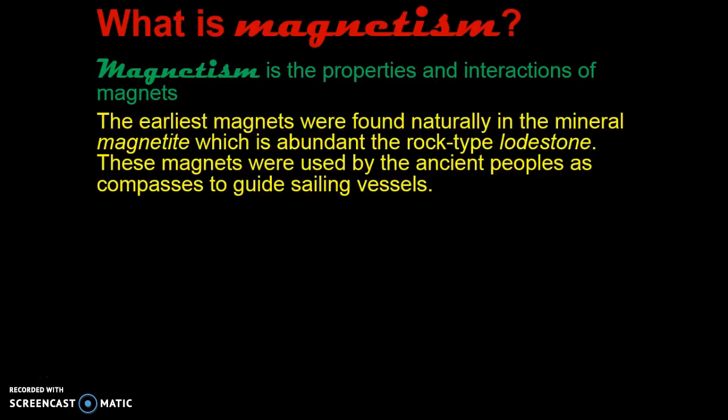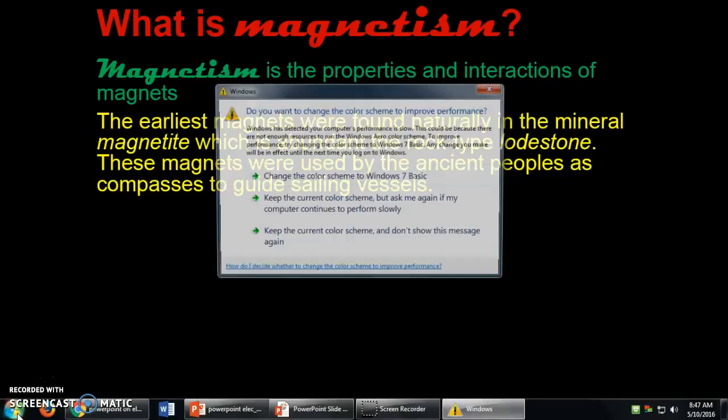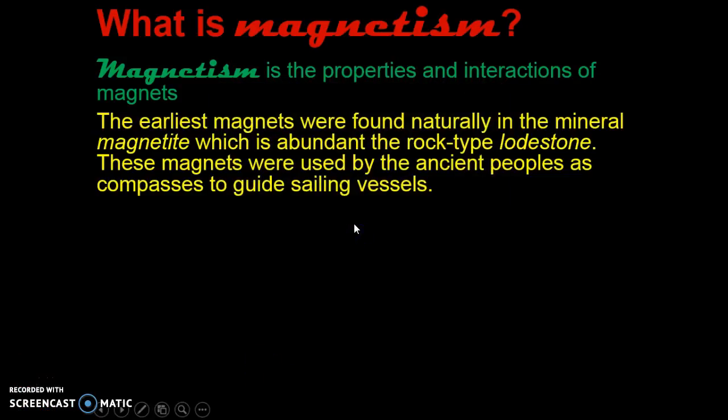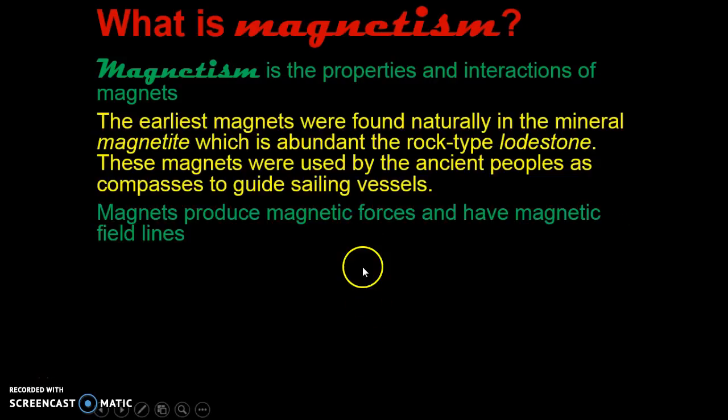So also, the earliest magnets were found naturally in the mineral magnetite, which is abundant in the rock type, I think it's lodestone. These magnets were used by the ancient people as compasses to guide sailing vessels. Magnets produce magnetic forces and have magnetic field lines.